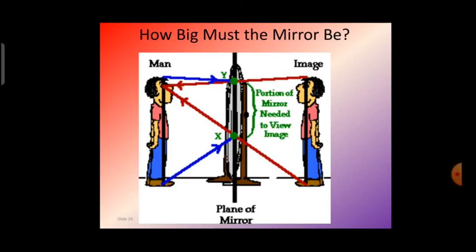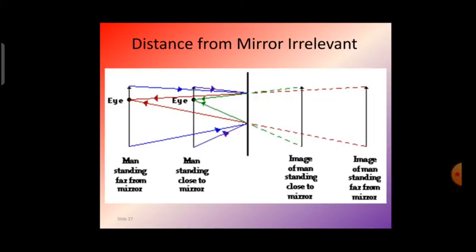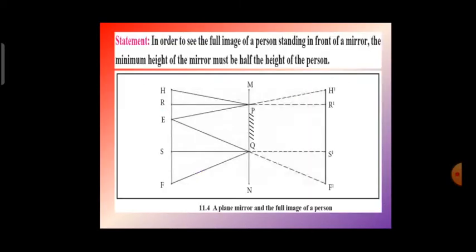Now, how big must the mirror be to form a proper image? Okay, let us find out. Distance from the mirror is irrelevant. Now let us go through this. In order to see the full image of a person standing in front of a mirror, the minimum height of the mirror must be half the height of the person. This is the basic requirement.